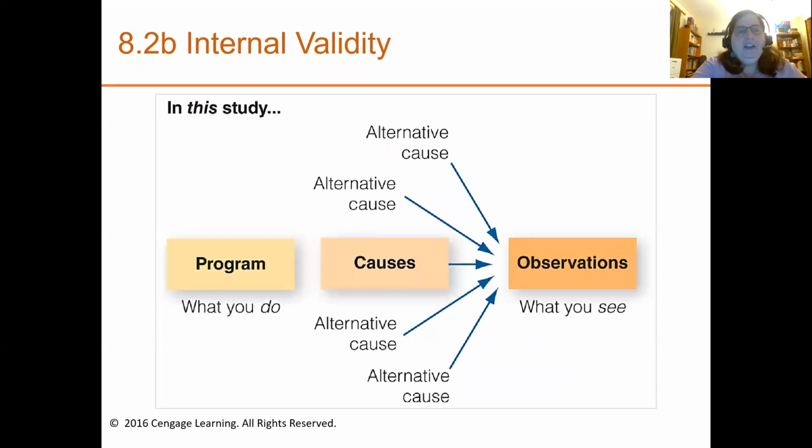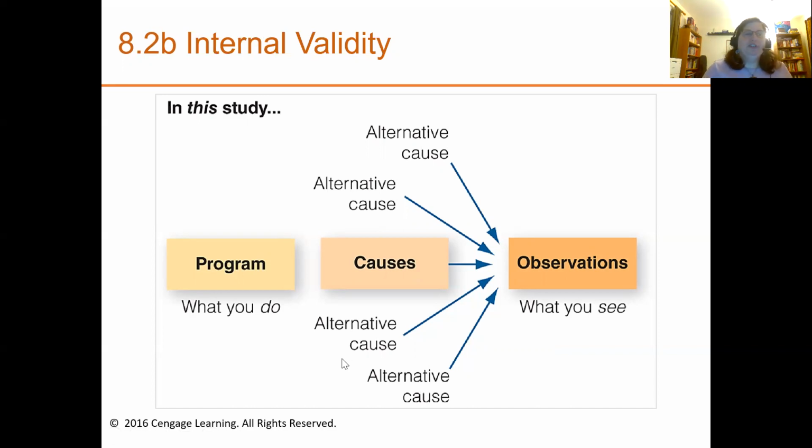Okay. So now let's switch gears a little bit and talk about internal validity. Now I'm only switching gears just a little bit. And the reason I say that is because internal validity has a lot to do with causation. The higher your internal validity, the more likely you are going to be able to show that A causes B. Okay.